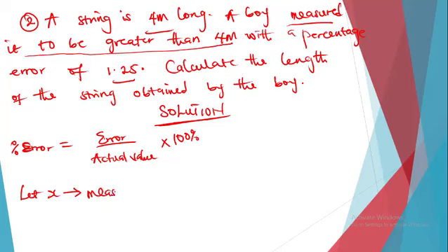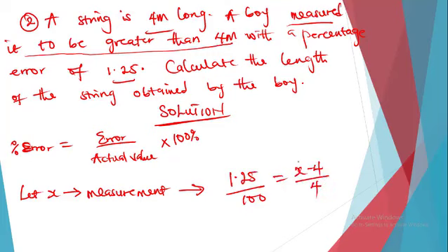Is that correct? So let x be the measurement of the length of the string obtained by the boy. If x is the measurement, then we'll have 1.25 over 100 equal to x minus 4 all over 4. Now the actual length of the string is 4, and we are told that this young man measured it to be greater than 4. So we then have x minus 4.